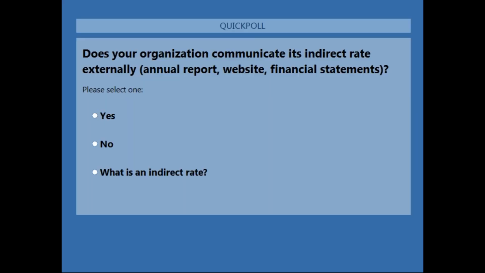Okay, we've come to our second polling question, and this is a follow-up on the previous polling question. Does your organization communicate its indirect rate externally in the annual report, on the website, or in the financial statements? Please respond yes, no, or what is an indirect rate? While you're taking a moment to answer and providing your responses, I'm going to provide the second CPE word.